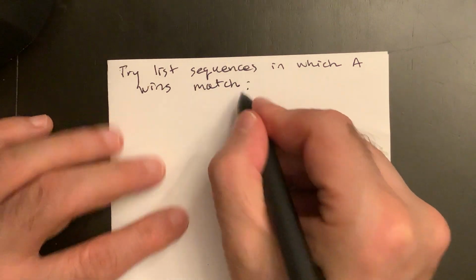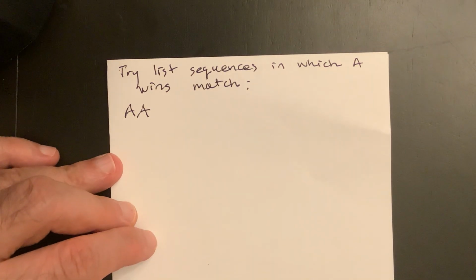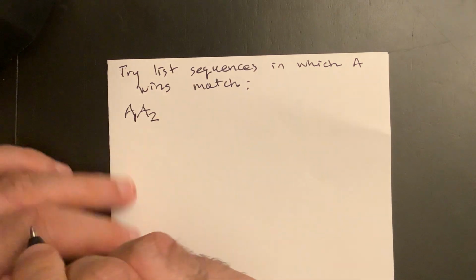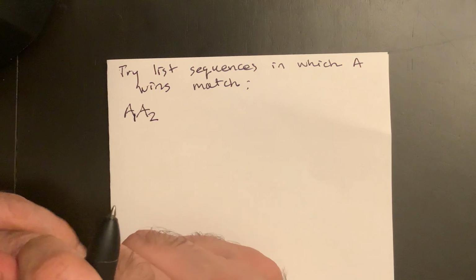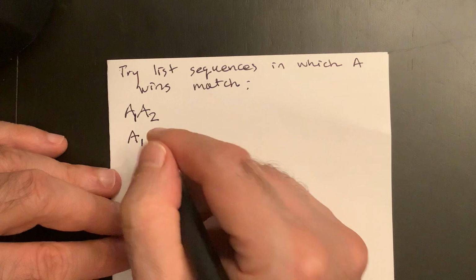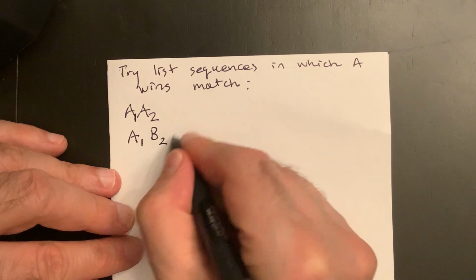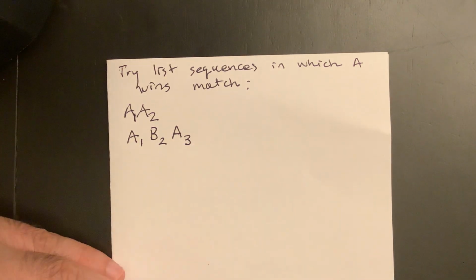Okay. Well, one is A could just win the next two, right? That's certainly one. And I'll put little subscripts down here for the remaining games. Okay, what else could happen? Let's see. A could win the first one. Then B could win the next one. Then A could win the next one. That could certainly happen, right?